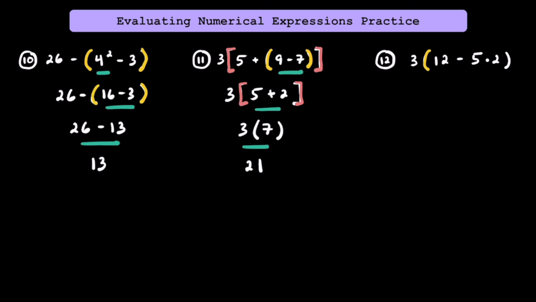In number 12, we have 3 times the quantity of 12 minus 5 times 2. We'll start by ignoring the 3 and looking inside the grouping symbol. And within there, we need to multiply first. 5 times 2 is equal to 10, so we'll write 3 times the quantity of 12 minus 10. Staying inside the parentheses one more time, subtracting this 12 minus 10, we're going to get 2, so we can write 3 times 2, and that'll give us an answer of 6.